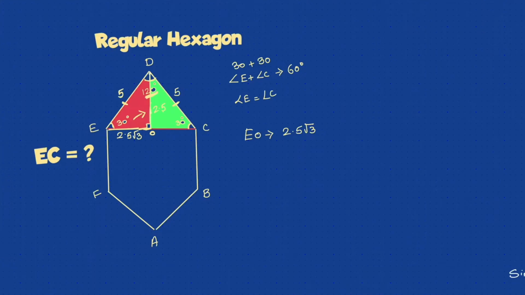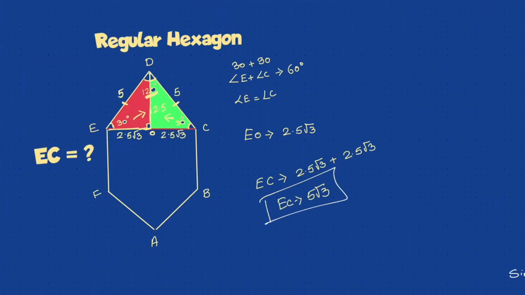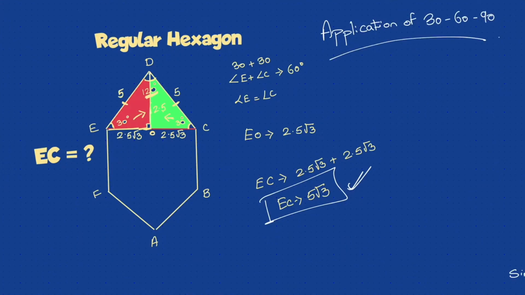I know that. Similarly, in your green 30, 60, 90, you know that the side opposite to 30 is 2.5. So the side opposite to 60 will be root 3 into the side opposite to 30, 2.5 root 3. So what do I get? EC. EC is nothing but 2.5 root 3 plus 2.5 root 3, which is nothing but 5 root 3. Okay, so that is a simple application of the 30, 60, 90 triangle. So just remember, how do you remember this result? Hypotenuse, side opposite to 30 and then 60.